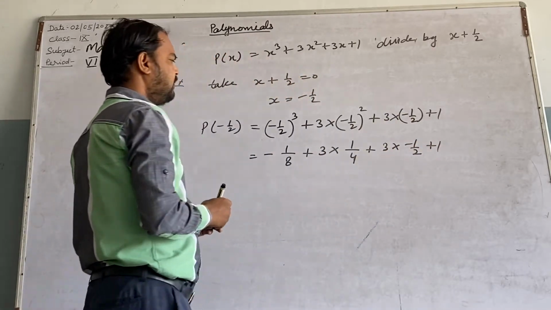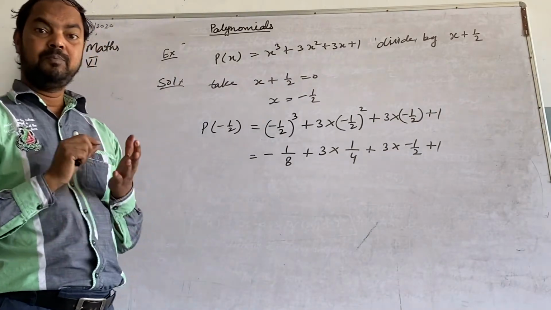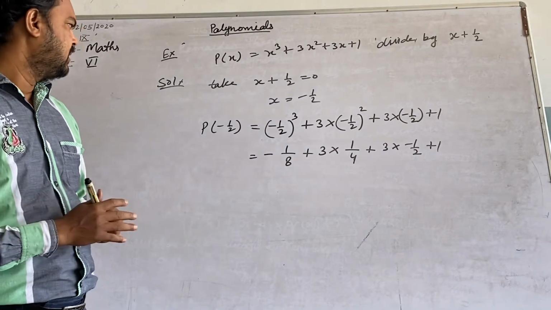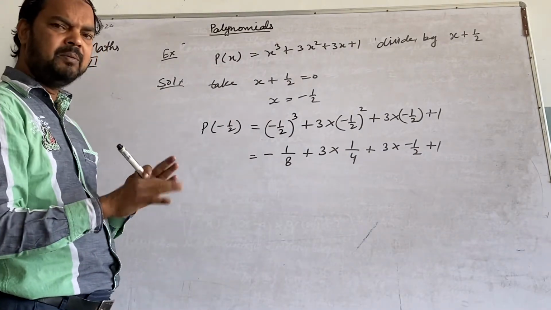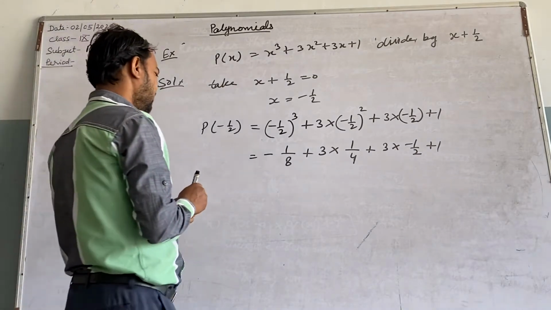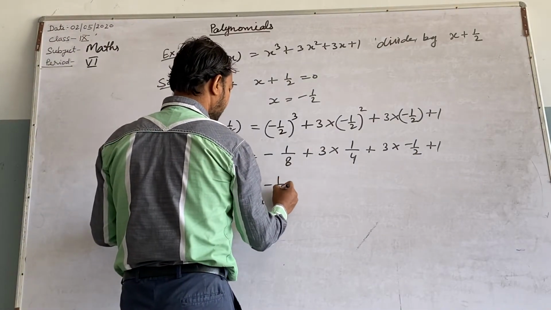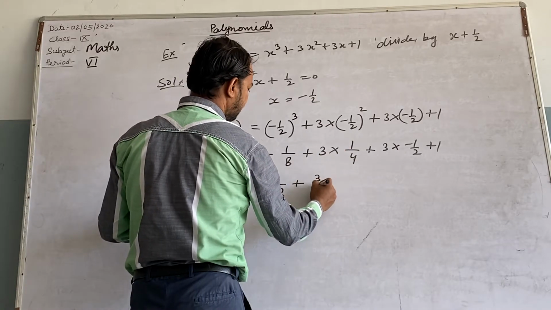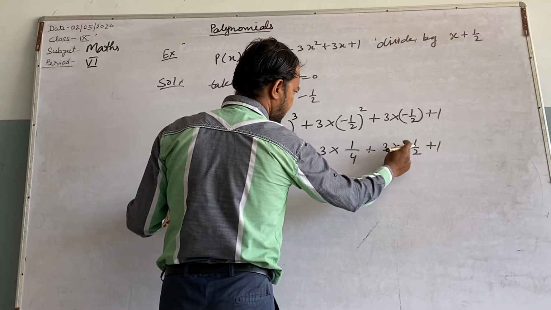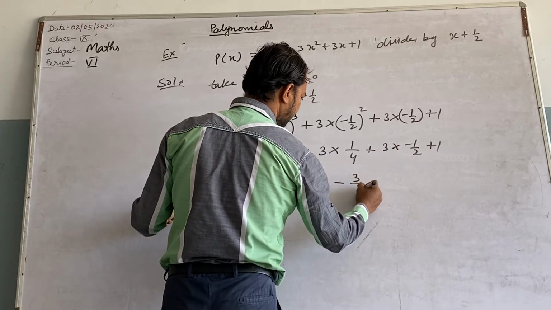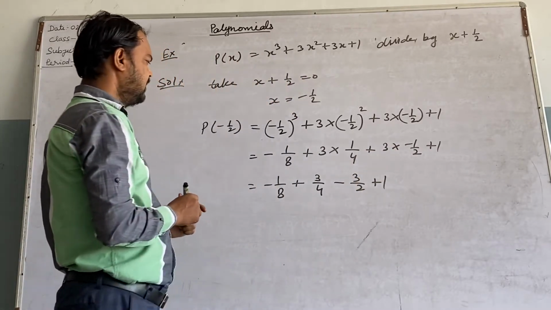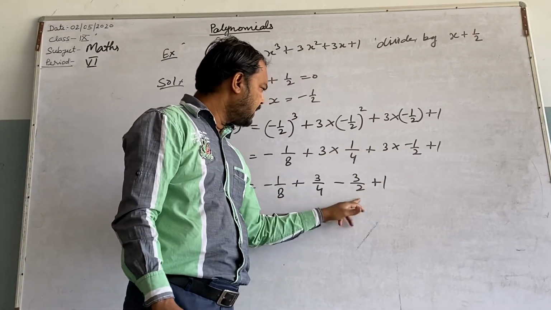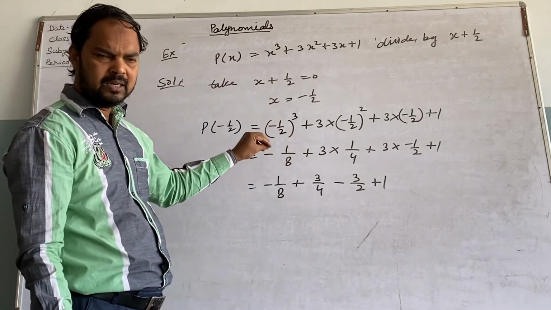Now as you know, first of all we will try to simplify the power. सबसे पहले क्या सिंप्लीफाई करना है हमको, पावर सिंप्लीफाई करना है, हमने कर लिया. Then we will multiply. जहाँ भी मल्टीप्लाई है पहले उस टर्म में मल्टीप्लाई करेंगे. So you can get here minus 1 upon 8 plus 3 by 4 and this 3 into minus 1 is minus 3 upon 2 plus 1, right? Wherever there is multiplication, we will multiply first. First step use power, then multiply.